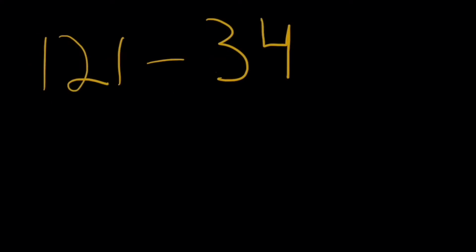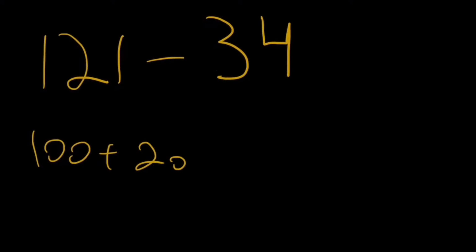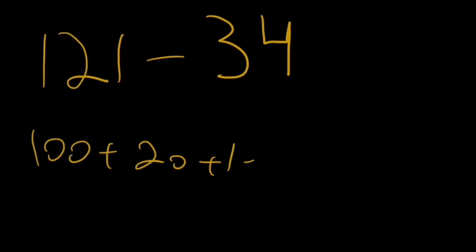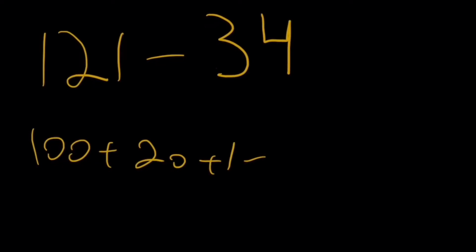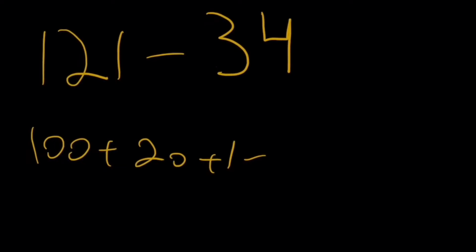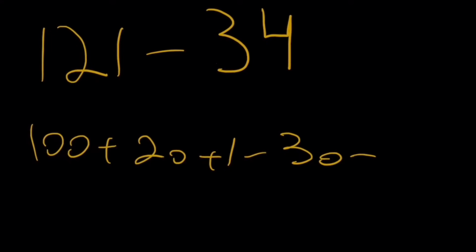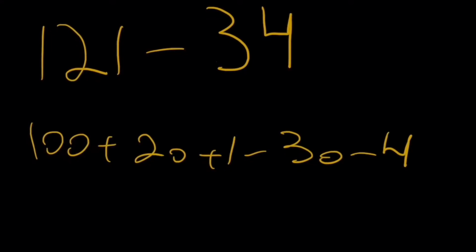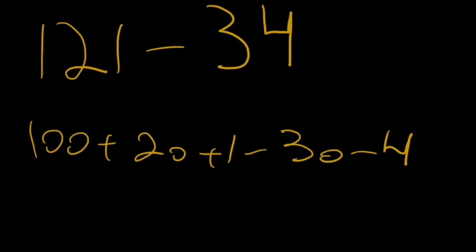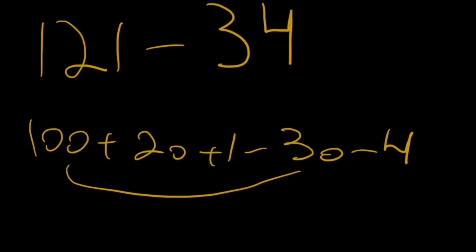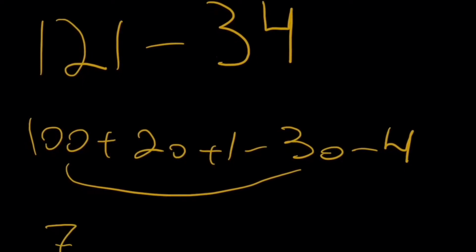For the second question, we have 121 minus 34. So 100 plus 20 plus 1. And then since we're subtracting, we want to do minus 30 minus 4. Okay, so what we want to do is 100 minus 30, which will be 70.